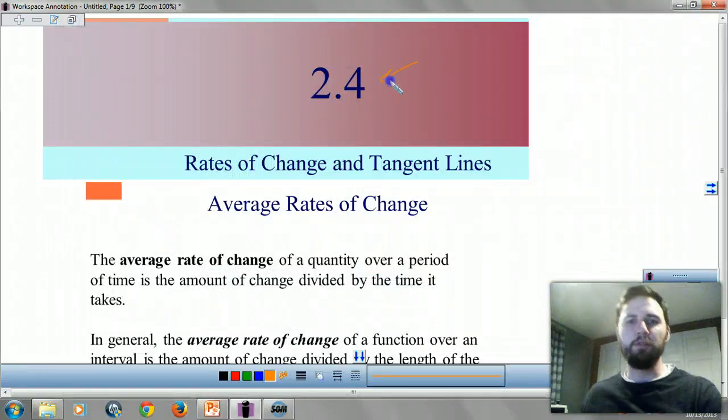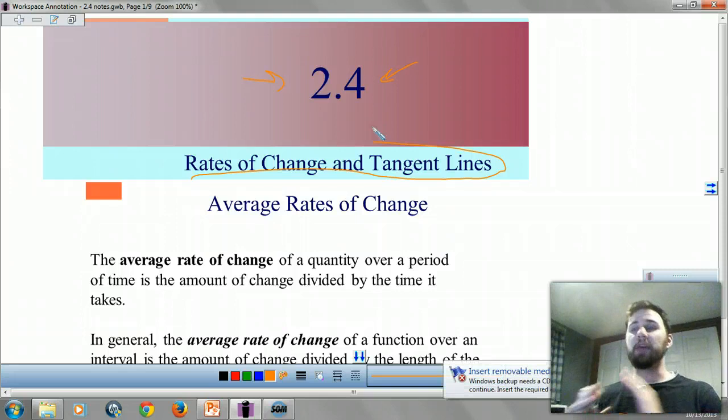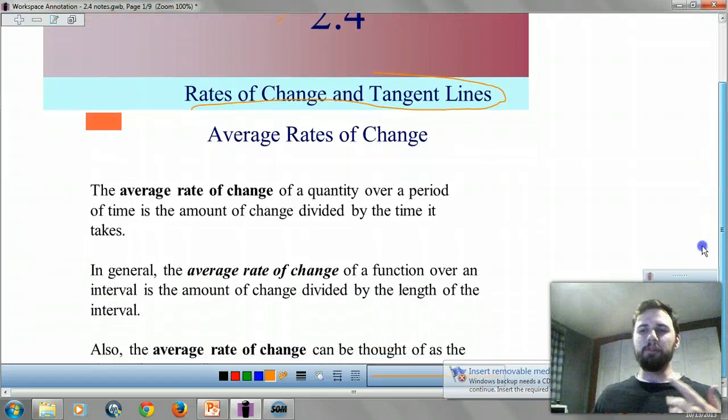Today we are looking at 2.4 rates of change and tangent lines. This is calculus. This is what calculus is: finding the rates of change and the tangent lines given a curve or given an equation. Aren't you as excited as I am? Pure elation. Okay? First, let's have a quick talk.